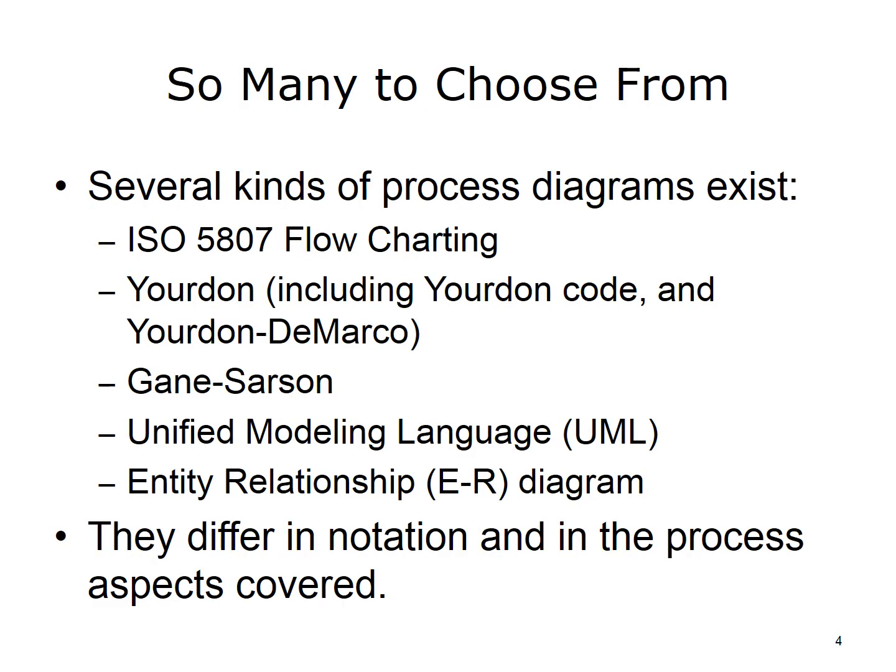There are different kinds of process diagrams. They differ in the aspects of processes they represent and in the notations, i.e., symbols and conventions used for diagramming or mapping processes. The types of diagrams covered in this unit include ISO 5807 information processing diagrams, the same symbols used for flowcharting, Jordan notation for data flow diagrams, Gane-Sarson notation for data flow diagrams, Unified Modeling Language, UML, that represents several different aspects of processes, and Entity Relationship, ER diagrams that concentrate solely on information content.